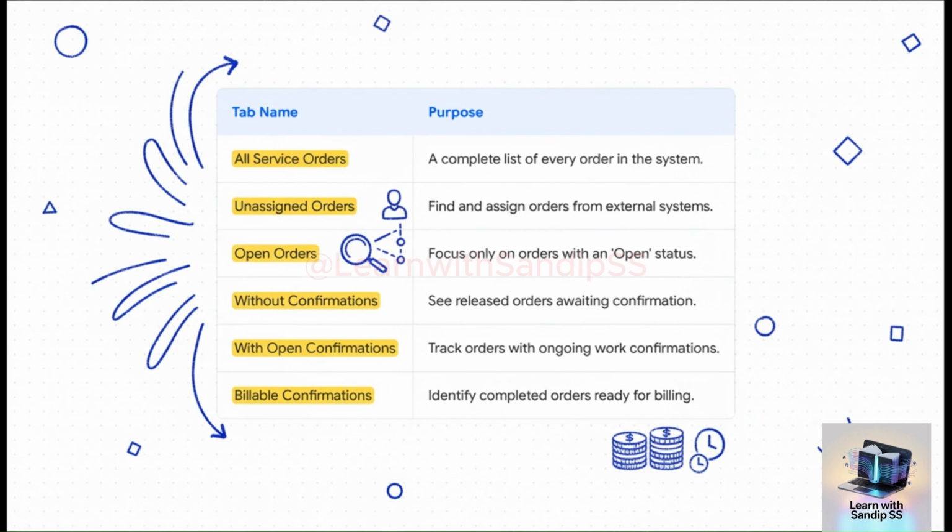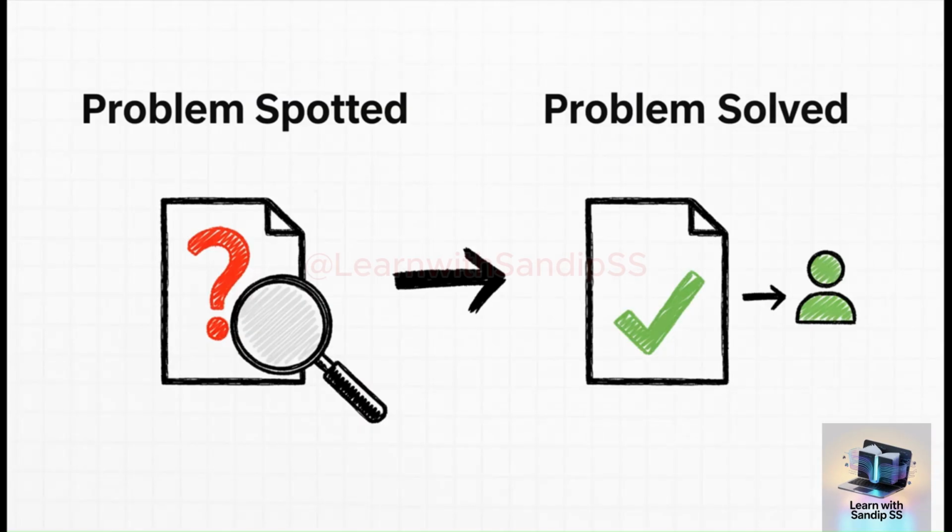The easiest way to think about these tabs is like pre-built reports, ready to go. You want to see the whole shebang? Just click All Service Orders. Need to tackle those unassigned ones we were just talking about? Boom! There's a tab for that. Curious about what's ready to be billed? One click, and there's your list. It's just incredibly efficient.